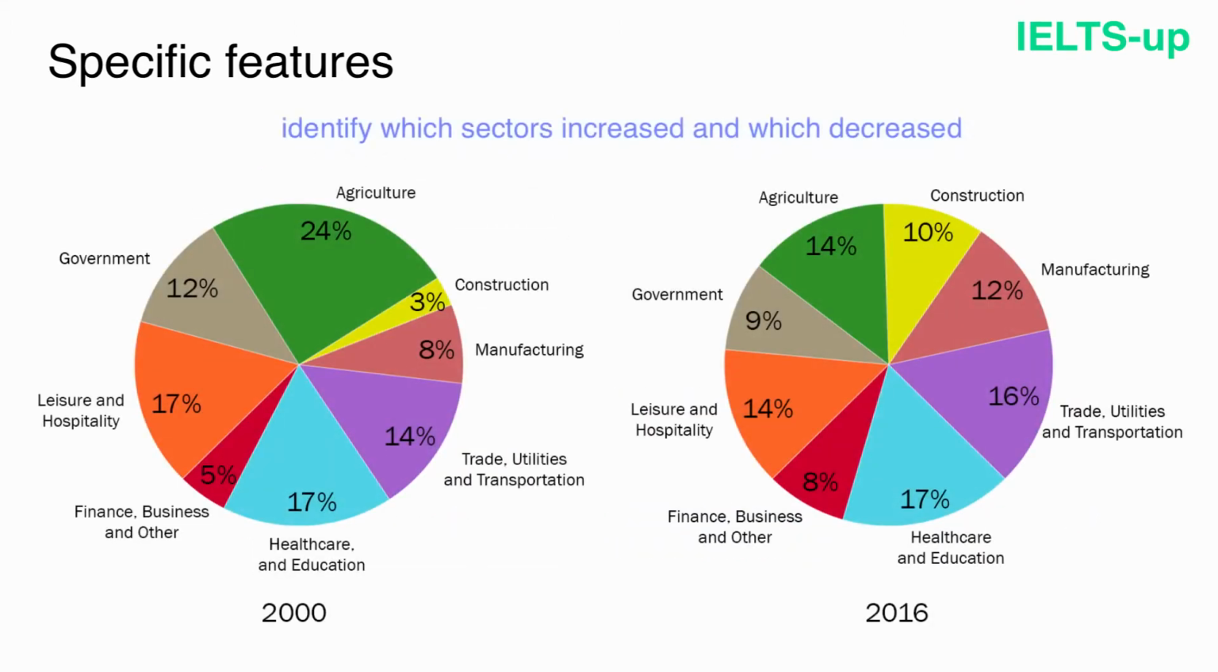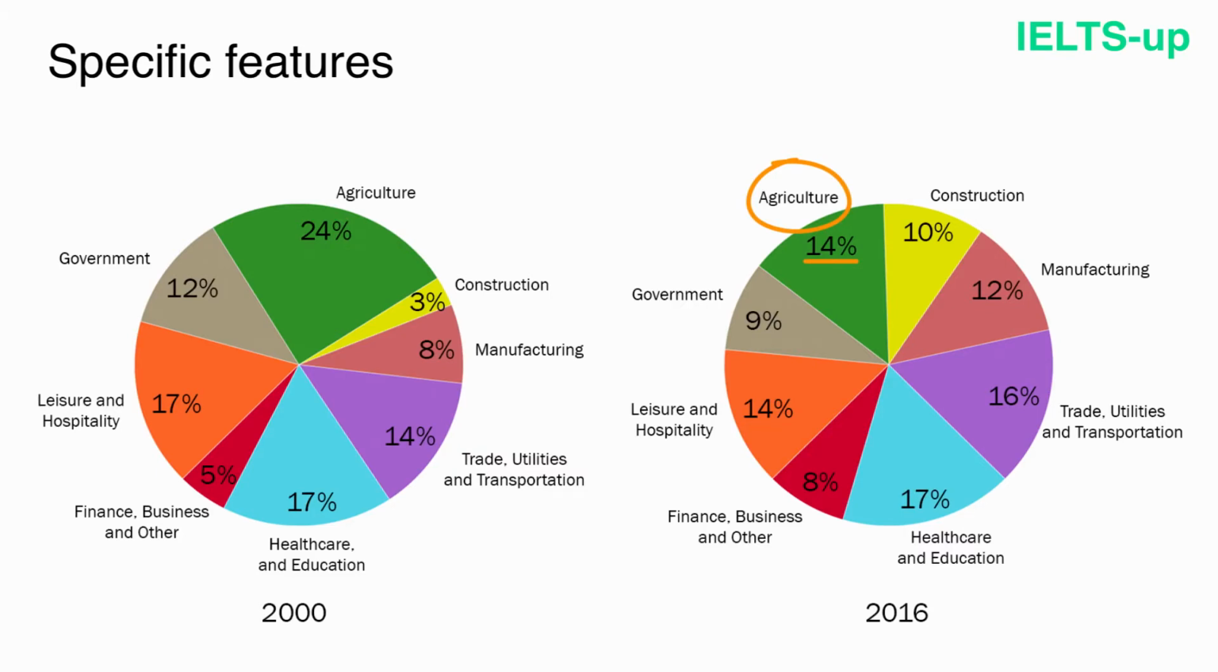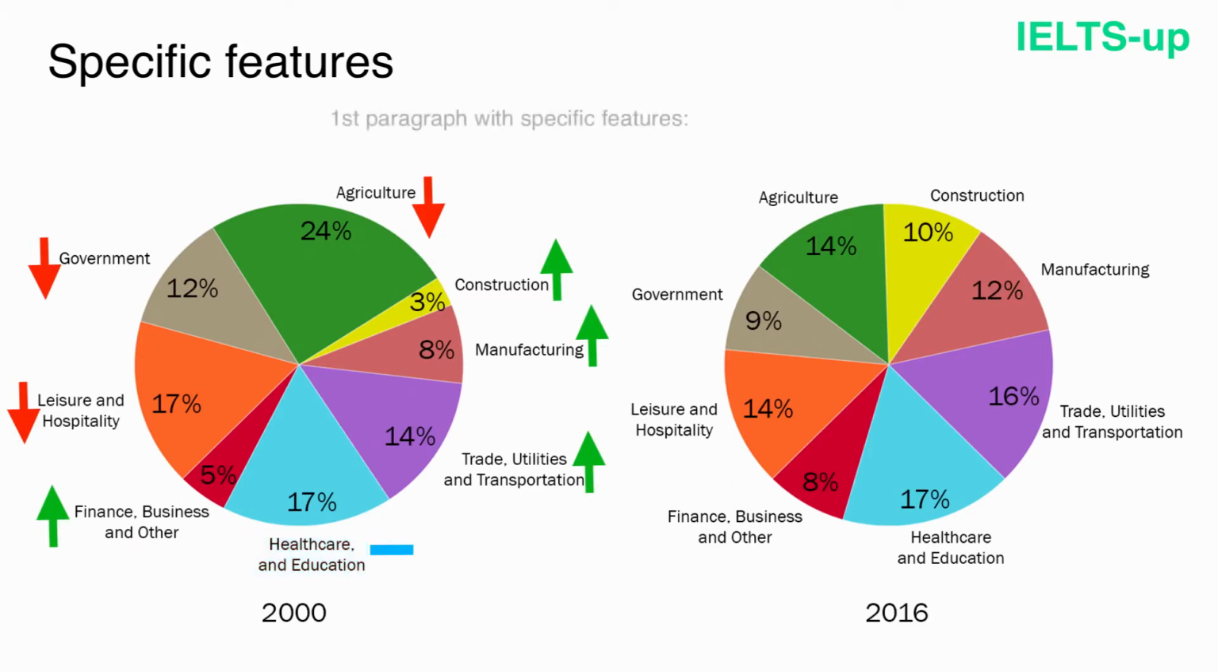We need to look at our chart and identify which sectors increased and which decreased. I'll start with the agriculture sector. As we can see, it is quite a big segment on the first chart, 24%. And on the second chart, it's only 13%. Clearly, agriculture had a decrease. So I'll put a special decrease sign near it. And I'll do the same with all other economic sectors. Healthcare and education had no change. That's why I've put a dash near it. In the first paragraph with specific features, I will describe sectors with increasing trends, and those are construction, trade, utilities and transportation, manufacturing, and finance, business and other services.